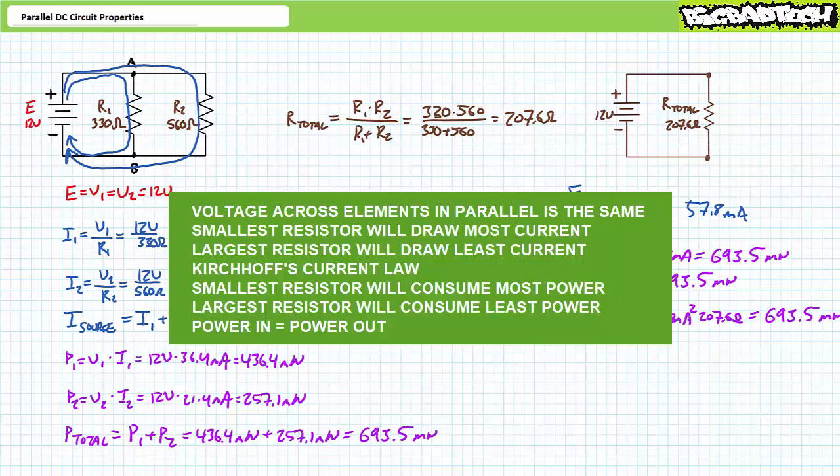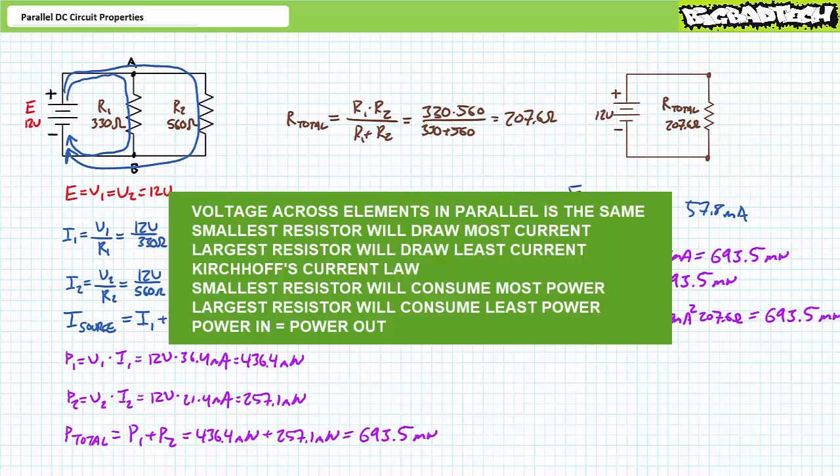3. Kirchhoff's current law, which states for any node, the sum of currents entering the node must equal the sum of currents leaving the node. For this circuit, I source equals I1 plus I2. In summary, what comes in must come out. 4.